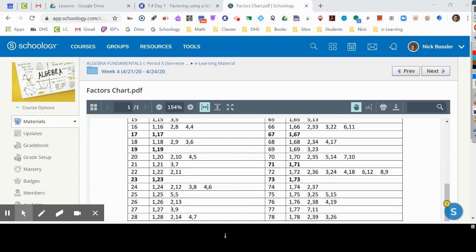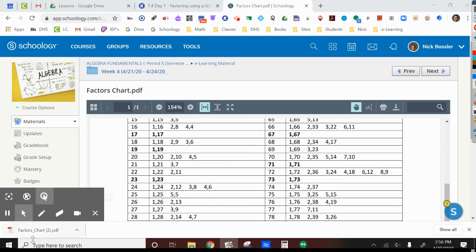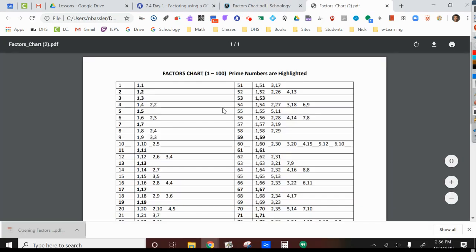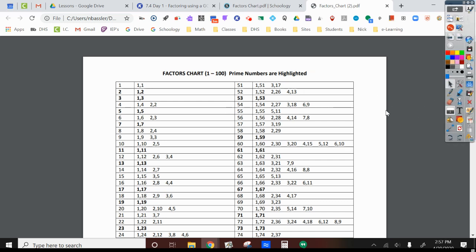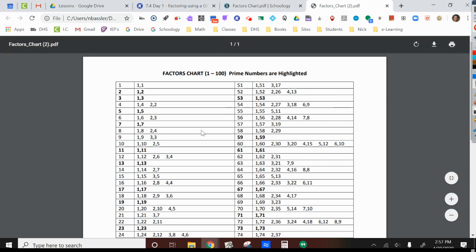So go ahead and print this out, or download it. If you don't have access to a printer, just make sure you bookmark this or have this document up every time we do notes this week and next week. You're going to want to reference this factors chart document. In my Edpuzzle videos, you'll hear me reference it a lot. So speaking of the videos and the notes, it's time to take some notes here.